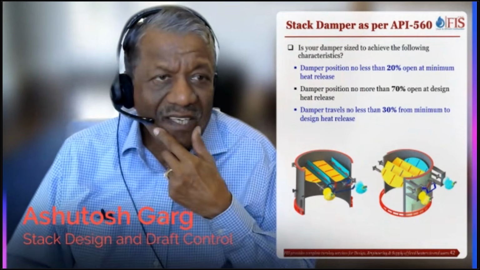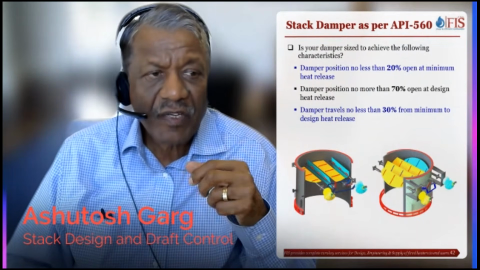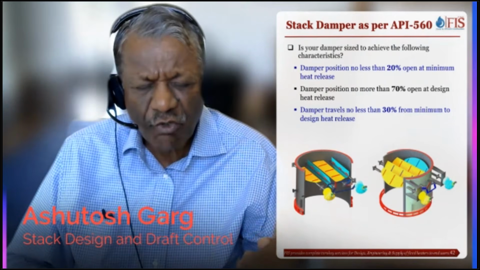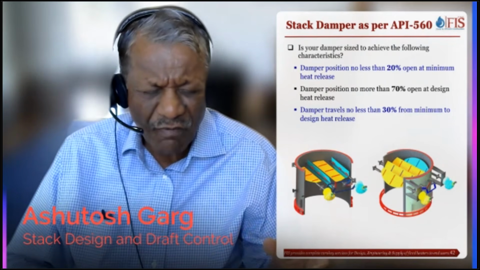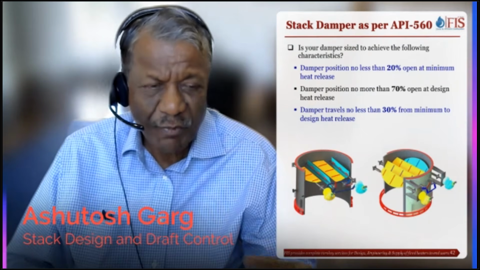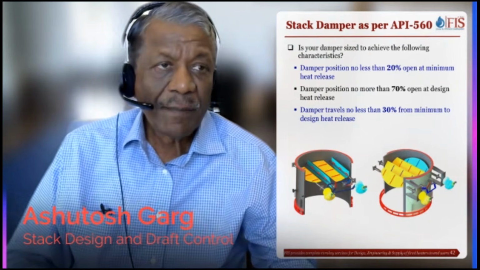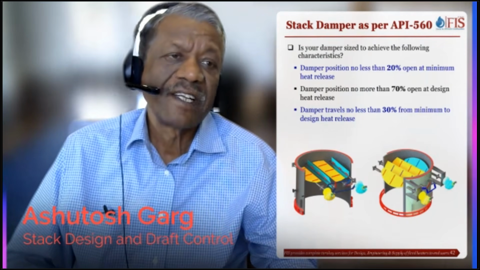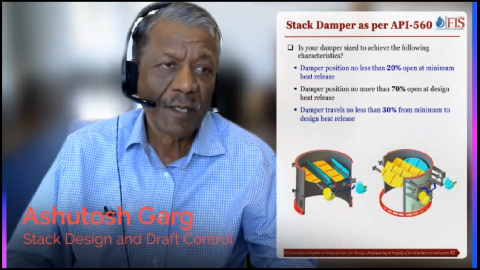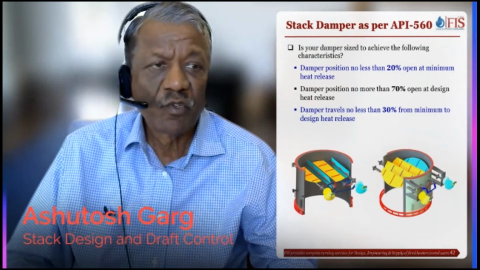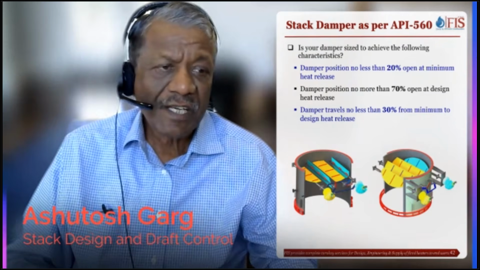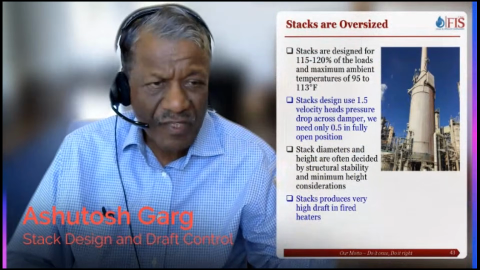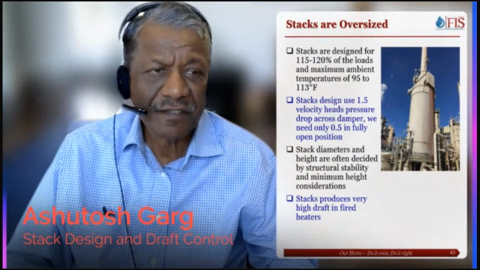Most of that stack dampers or stacks are oversized, and if you're looking at a control valve, it's a full size control valve, whereas in reality you need a reduced port area. So API 560 recognized this problem, and now they have come up with this new recommendation: damper position should not be less than 20%, no more than 70%. So these have been recognized now, but we have been working on this problem for the last 10-15 years now.